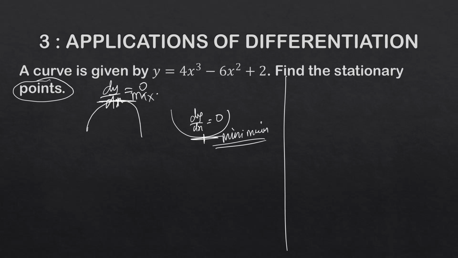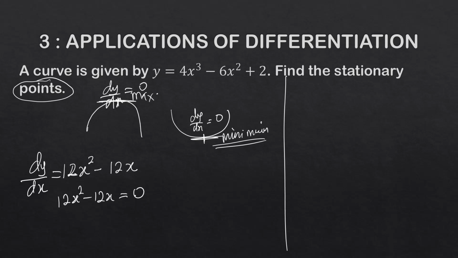So I am going to say that dy/dx is equal to 12x squared minus 12x. Now, at dy/dx equal to 0, I'm going to have 12x squared minus 12x equal to 0. I'm going to find the value of x. So factor: 12x(x minus 1) equal to 0. So all I need to do is to find the values of x and substitute them back into the equation to find the corresponding values of y.